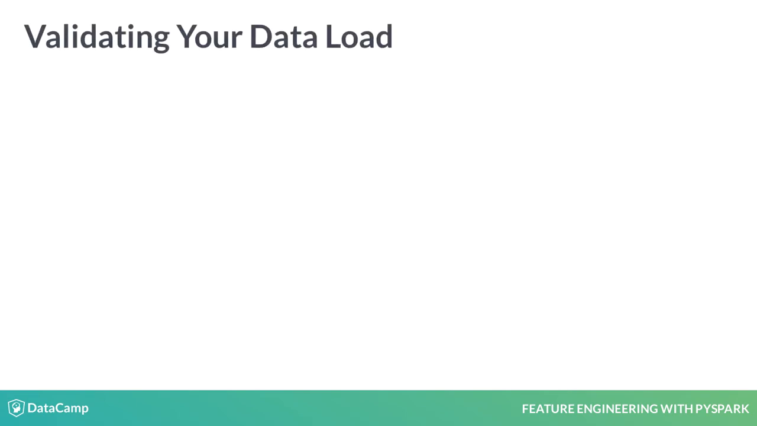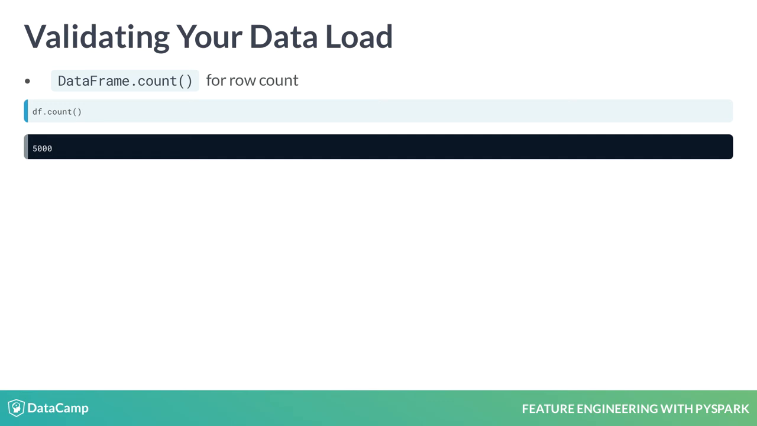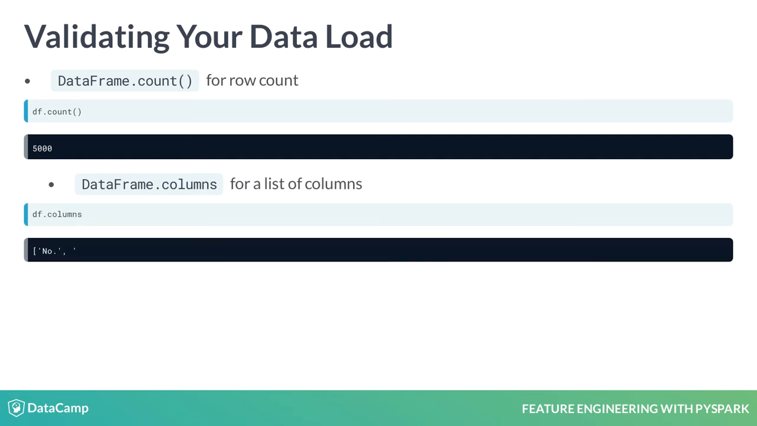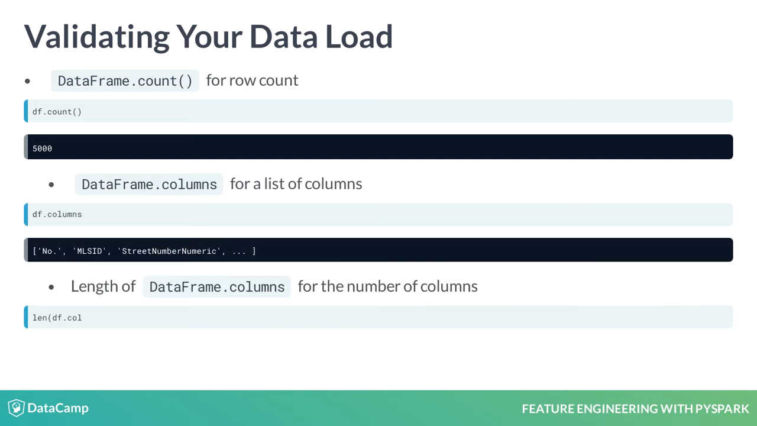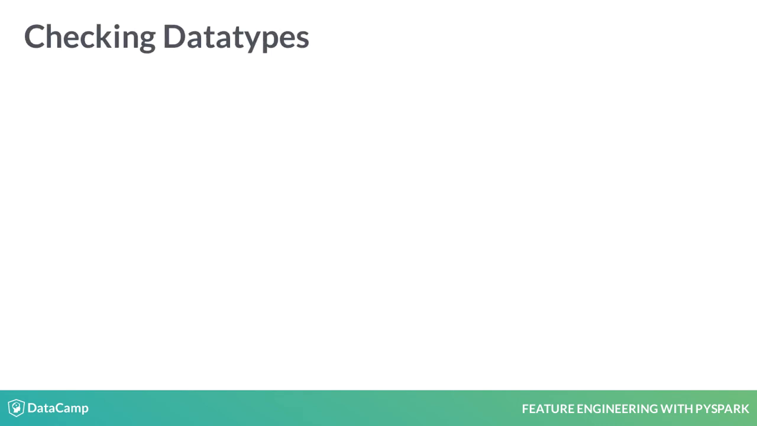Big data means a lot can go wrong when loading data. Make sure you have the right number of records and columns. We can use df.count to get the row count, df.columns to get the list of columns, and we can take the length of df.columns to get the number of columns.